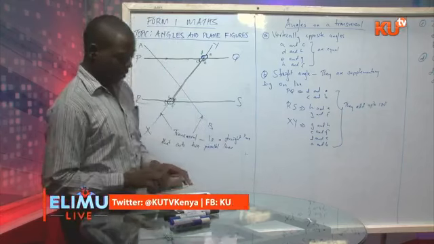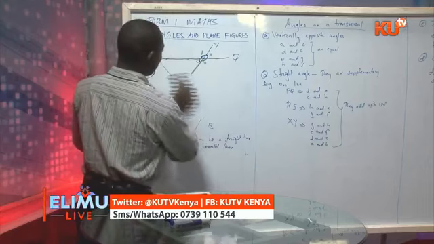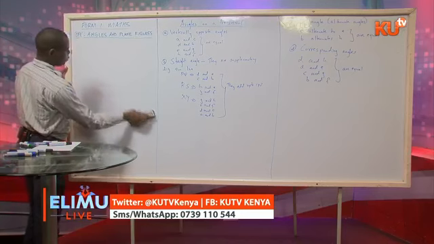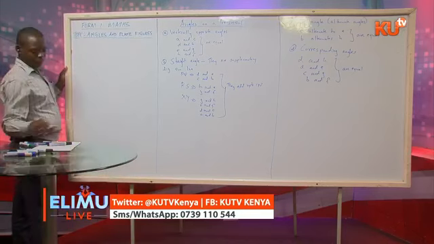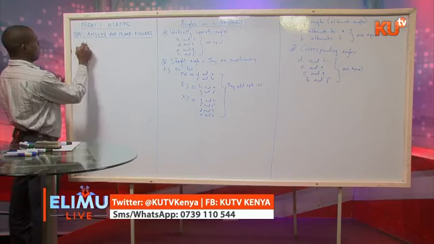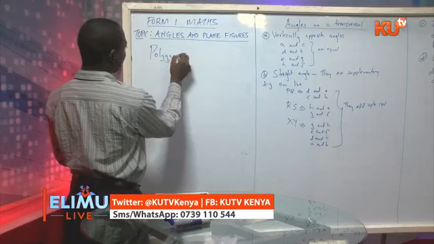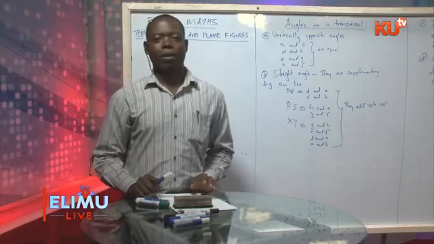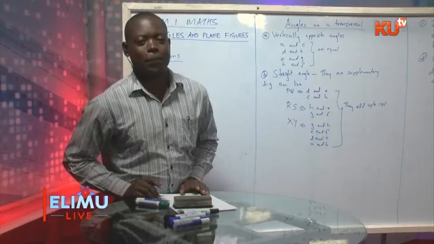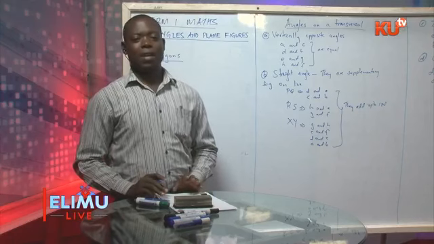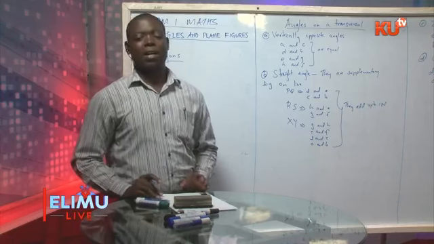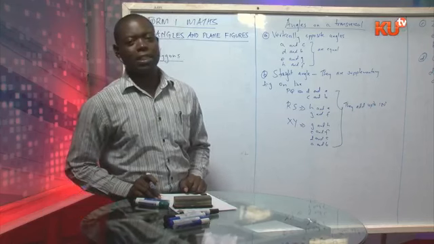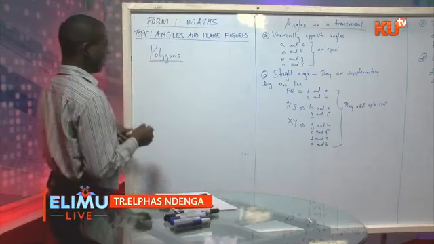Now, once we've looked at this summary, it's important that we look at one of the most common parts of this topic, what we call polygons. So we look at polygons now. The question is, what is a polygon? A polygon, just like any other plane figure, is simply a figure that is bounded by more than 2 lines.